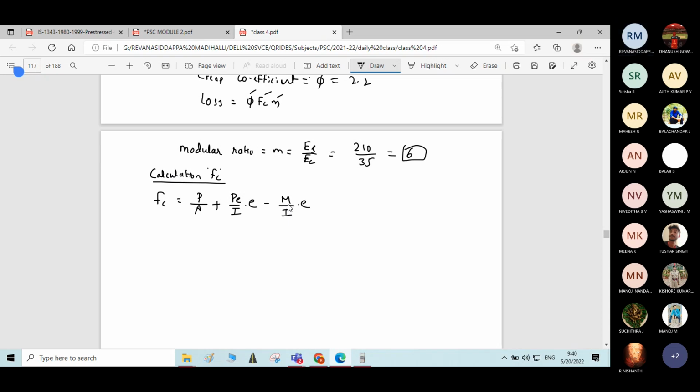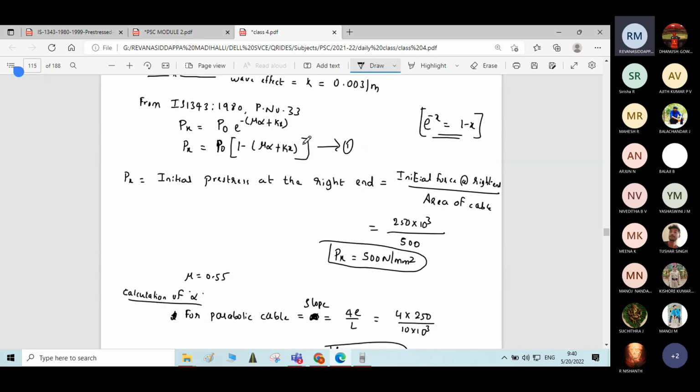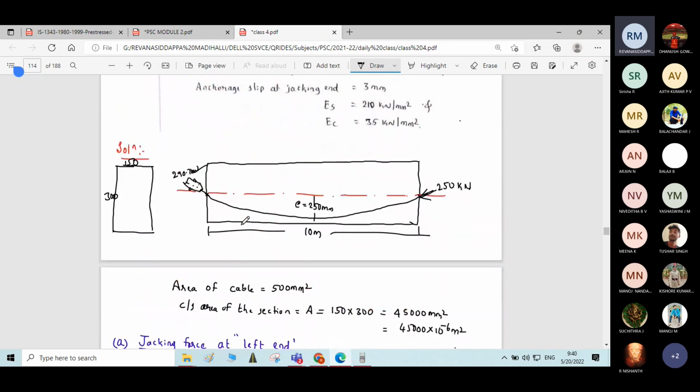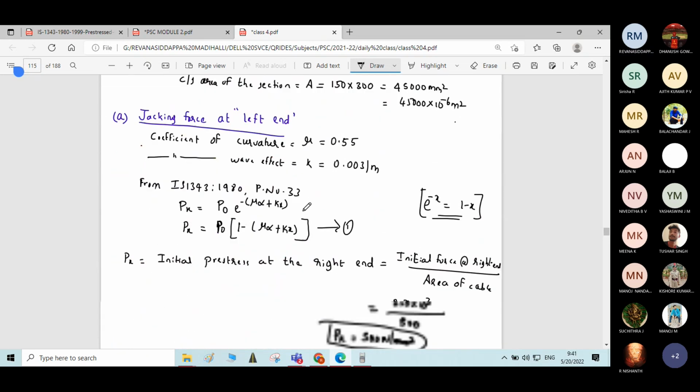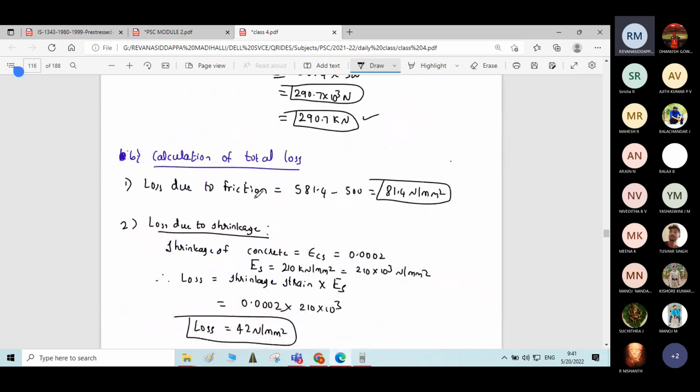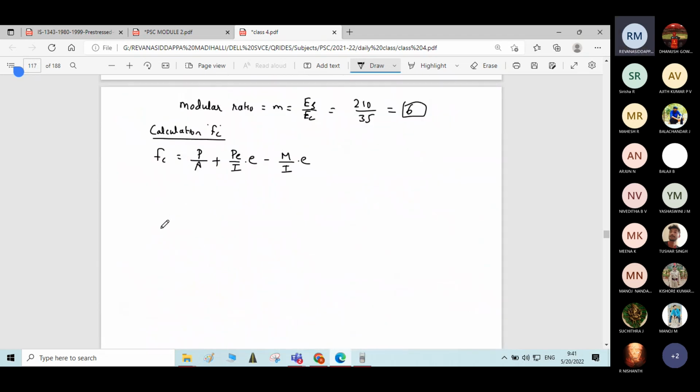Now, whatever the cable we have, it is a parabolic cable. FC is nothing but stress in concrete at the level of steel, but the level of steel is not constant with the length. Okay, it is varying with the length. Therefore, what we have to do is calculate FC at support and FC at the midspan. Then we can calculate the average FC. First we will calculate FC at the support.